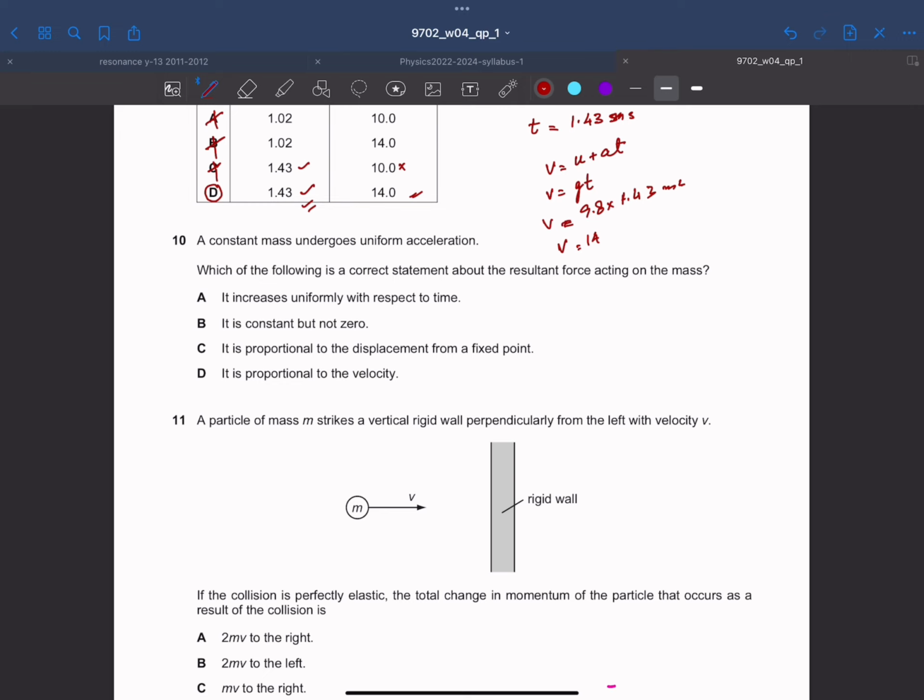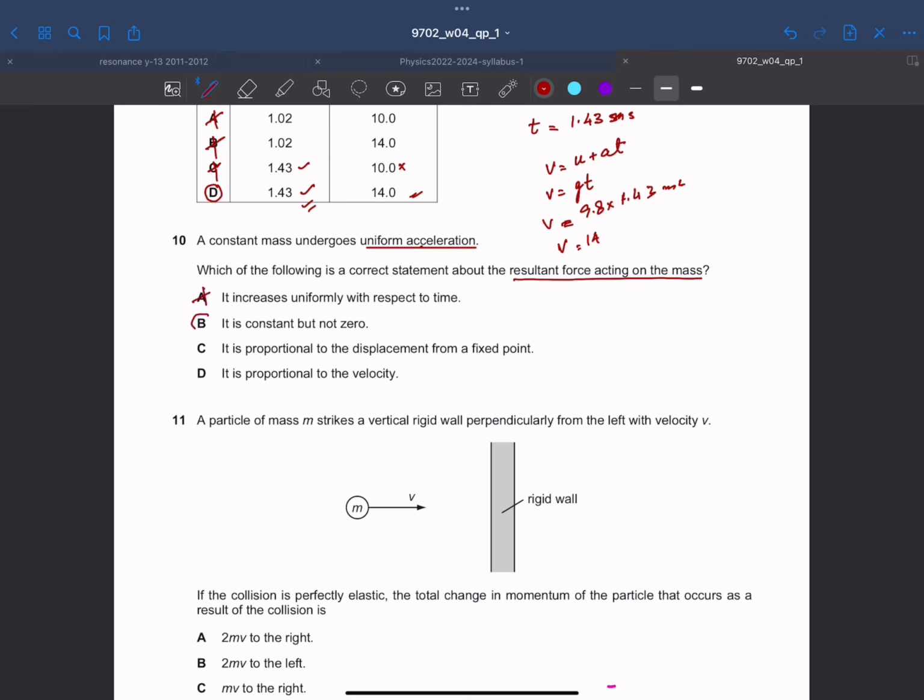Okay, then go to question number 10. A constant mass undergoes uniform acceleration. Which of the following is a correct statement about the resultant force acting on the mass? So remember this thing, that for uniform acceleration we need force, but of course constant force. So it increases uniformly with respect to time is not correct. It is constant but not zero.